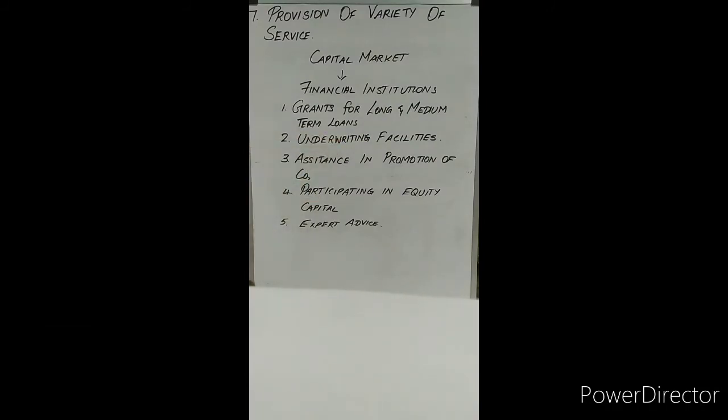Secondly, underwriting facilities. If you are going to advertise for inviting applications for subscription, you want to confirm yourself about the subscription of your shares. Therefore, they have underwriting facilities. There are people working as underwriters who confirm to you that there is full subscription of your shares which are given out to the public. That facility is also being rendered by the capital market.